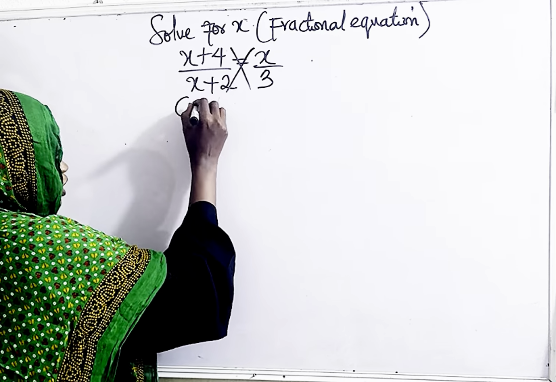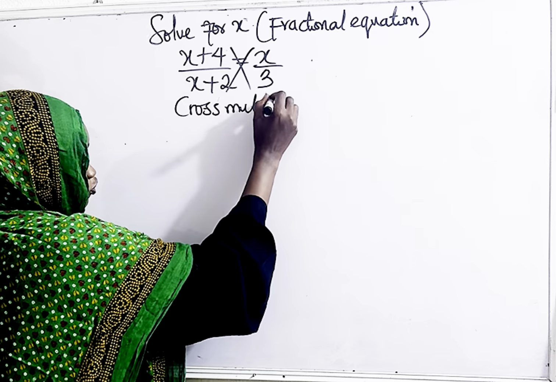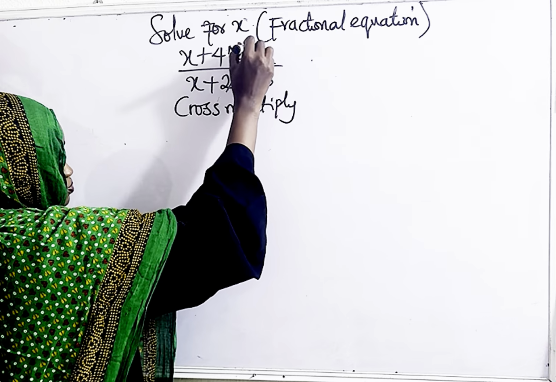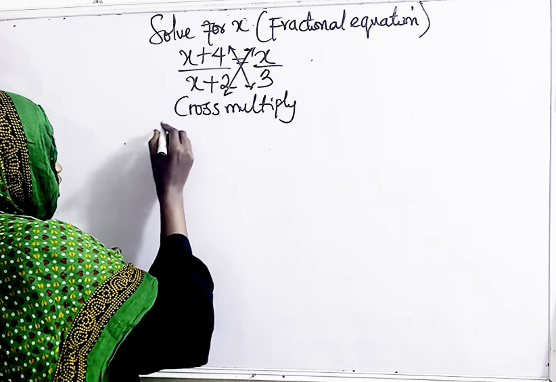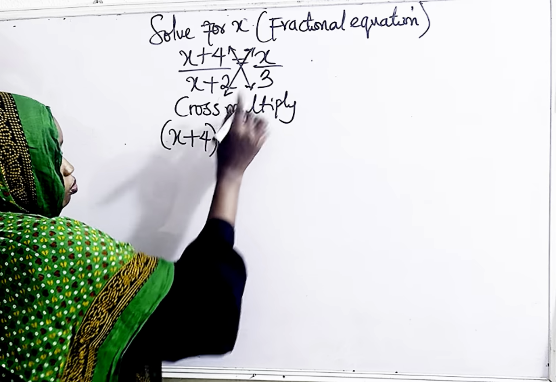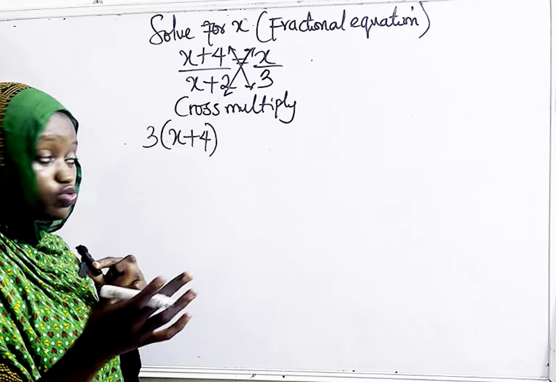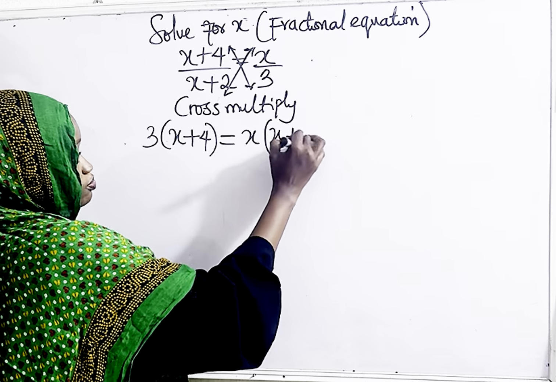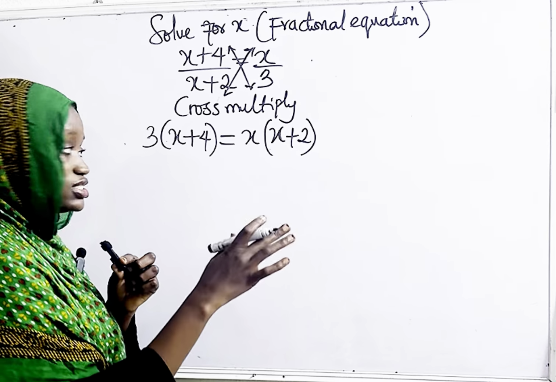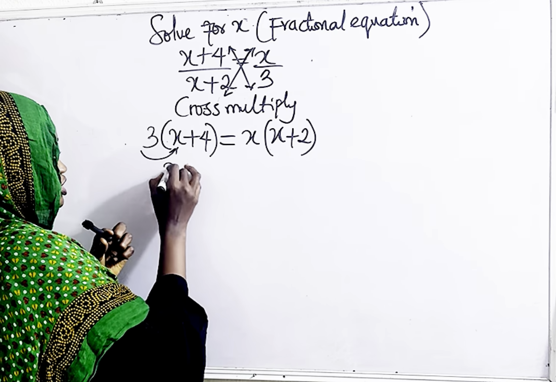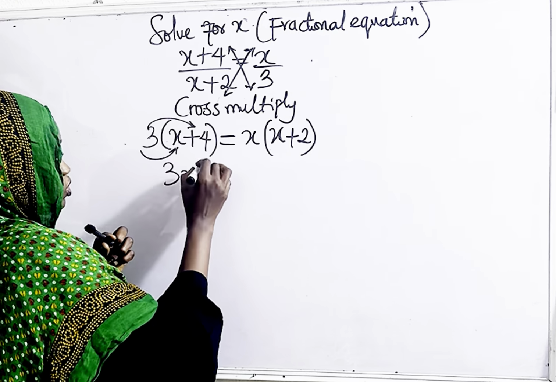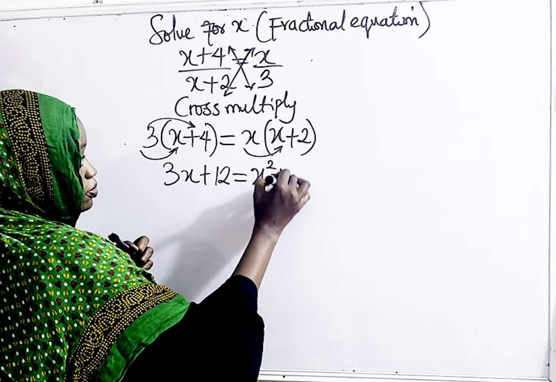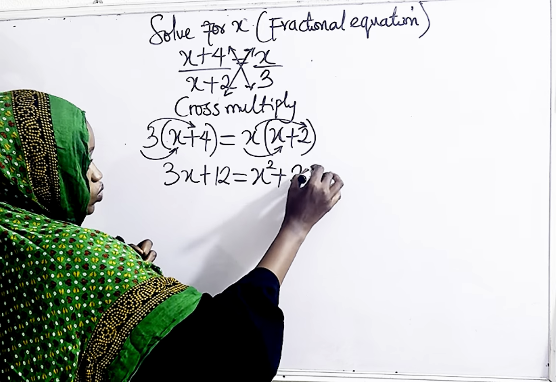If you cross multiply here, follow the arrowhead: we have x plus 4 multiplying 3. The 3 can come first any which way. Equal, we have x multiplying x plus 2. So let's open up the brackets. 3 times x gives 3x, and 3 times 4 is plus 12. Equal x times x, we have x squared, plus x times 2, we have 2x.